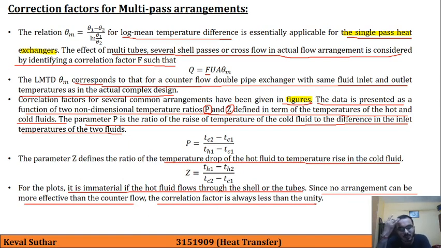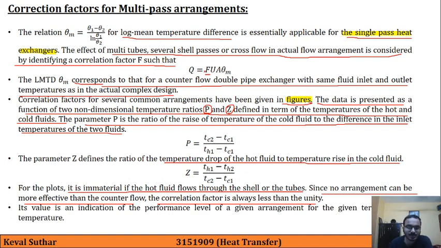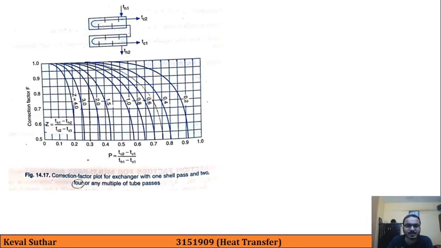So suppose we are having simple counter flow, then F will be equal to 1, and that is the ideal case. But in real case, it will be less effective than the counter flow arrangement. So F will always be less than unity, and it is the value indicating the performance level of given arrangement for given terminal fluid temperature. Now let's see these graphs.